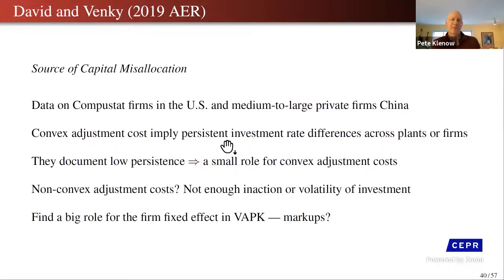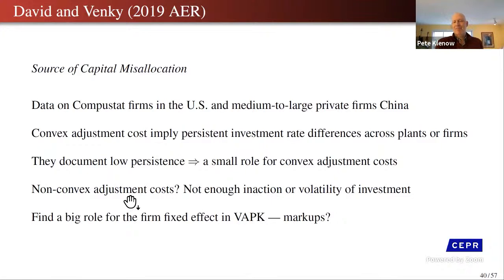That wasn't a moment that Asker, Collard, Wexler, and Docker looked at. When they do look at that moment, they don't have much role for convex adjustment costs. Now you could say, what about non-convex adjustment costs, like the kind Carrig and Vincent were analyzing? They said, well, then you should see a lot of inaction, a lot of volatility of investment. We don't see that either.